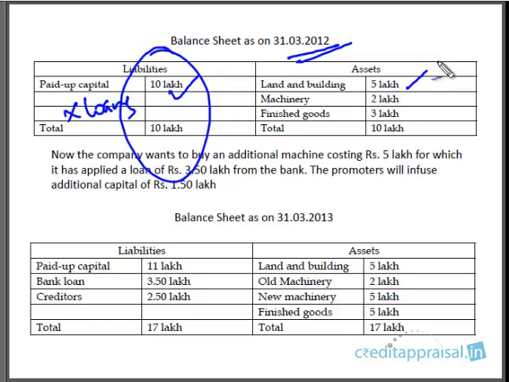So they use these 10 lakhs to purchase some land and machinery: land and building of 5 lakhs, machinery 2 lakhs, and there's some inventory up to 3 lakhs. So totally they have 10 lakhs. So this 10 lakhs was used like this, right? So this is the position as on 31/3/2012.